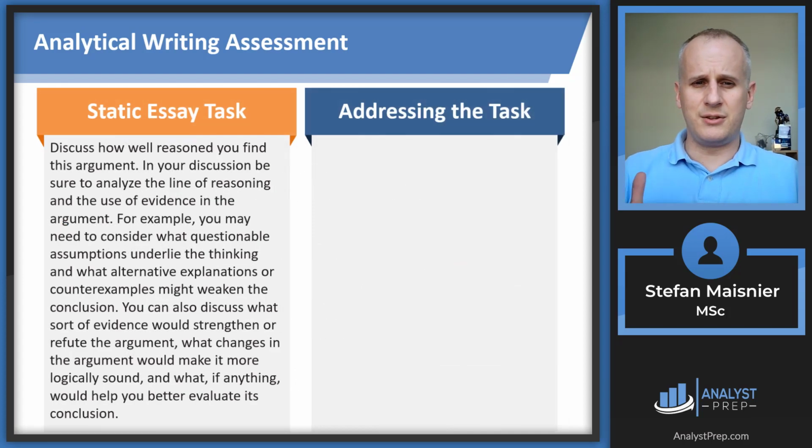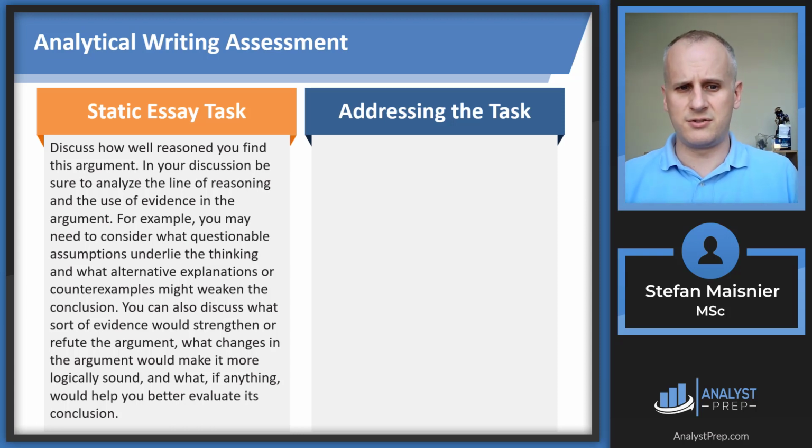So then your essay task is always the same, and it is what is here on the left-hand side. After they give you your little prompt, you're going to read: discuss how well reasoned you find this argument. In your discussion, be sure to analyze the line of reasoning and the use of evidence in the argument. For example, you may need to consider what questionable assumptions underlie the thinking and what alternative explanations or counterexamples might weaken the conclusion. You can also discuss what sort of evidence would strengthen or refute the argument, what changes in the argument would make it more logically sound, and what, if anything, would help you better evaluate its conclusion.